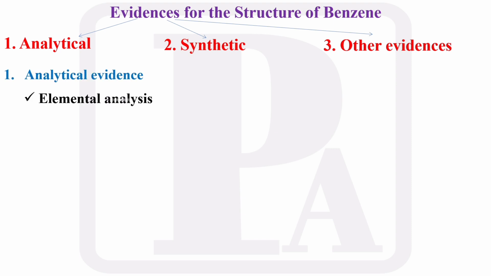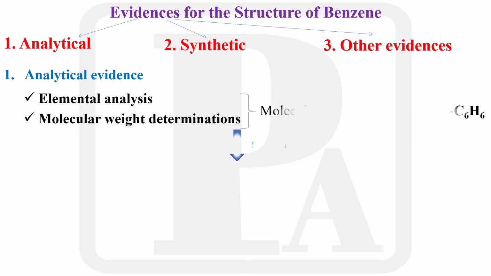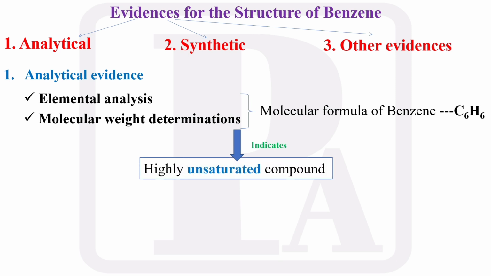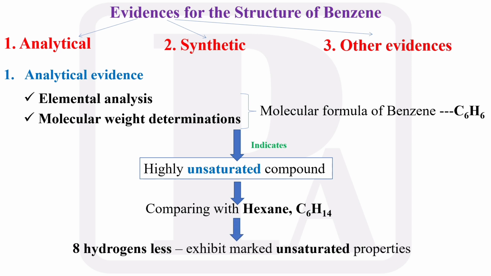Elemental analysis and molecular weight determinations have shown that the molecular formula of benzene was found to be C6H6. So this indicates that it is a highly unsaturated compound. Why? Because we are comparing the molecular formula of benzene with the aliphatic compound that is having the same number of carbon atoms, that is called hexane. The molecular formula for hexane is C6H14. While comparing these two, both are having the same number of carbons, whereas what about the hydrogen? Benzene is having 8 hydrogens less. That's why that indicates it is having marked unsaturated properties.